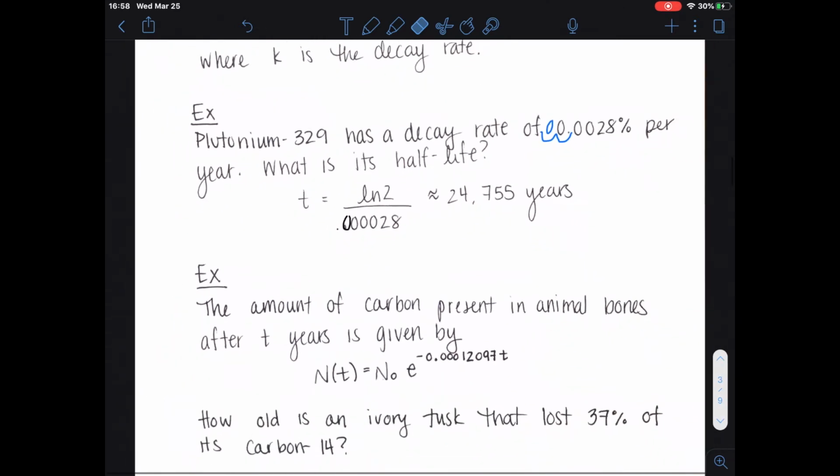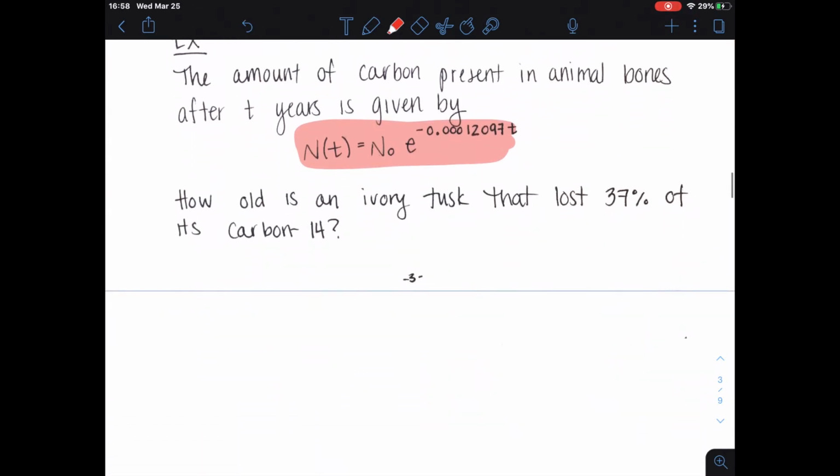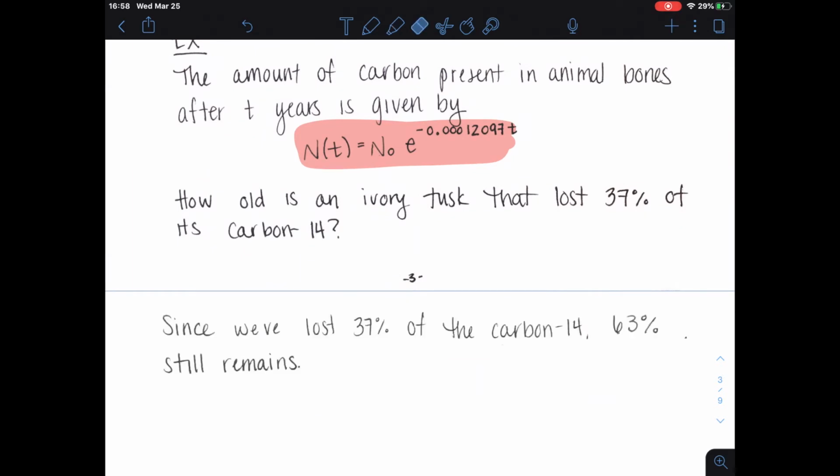So let's look at an example that's really kind of like carbon dating. The amount of carbon present in animal bones after t years is going to be given by this function, where that n sub 0 is the initial amount of carbon in that item. So we want to figure out how old is an ivory tusk that has lost 37% of its carbon-14. So I've lost 37% of my amount. Because of that, we still have 63% of the carbon remaining.